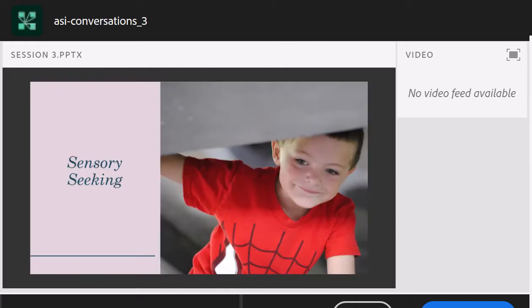Okay, so third, we have the sensory seeking kid. And this is the child that may be thrill or adventure seeking. They seek experiences that are outside of what's conventional for a kid of their age. They maybe seem disinhibited, so they're running from one thing to another and having a difficult time persisting with any task.